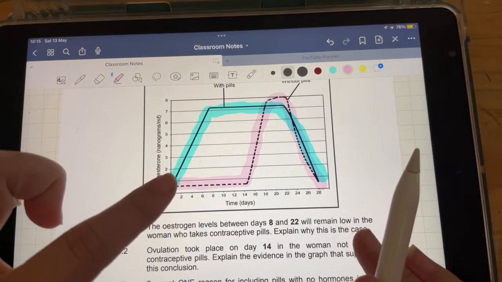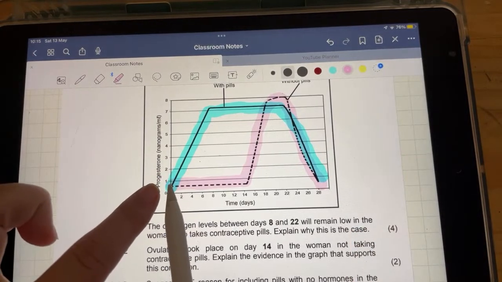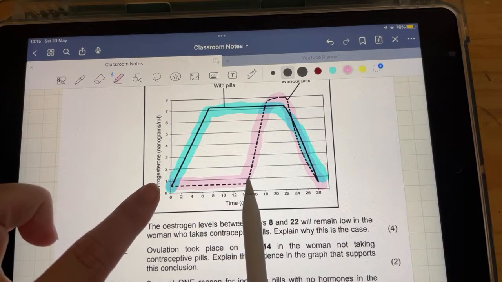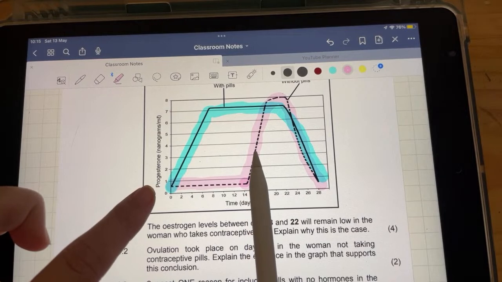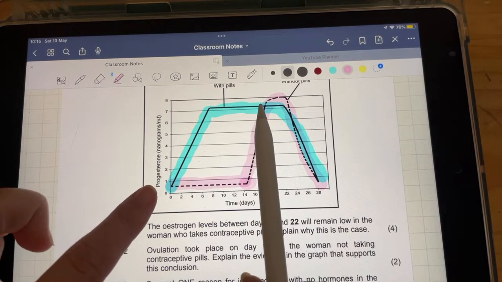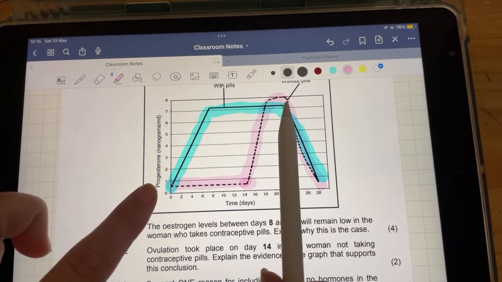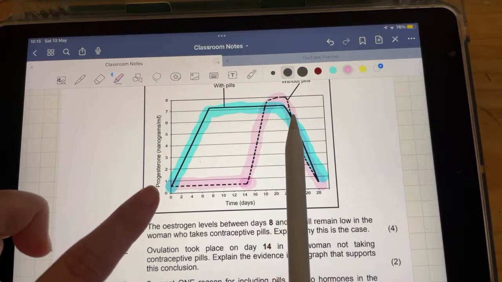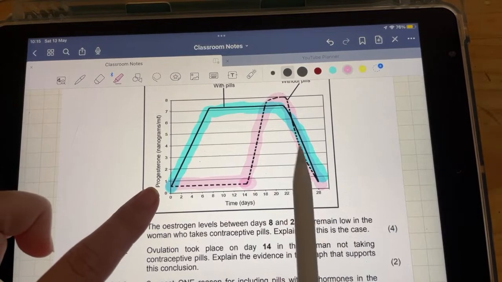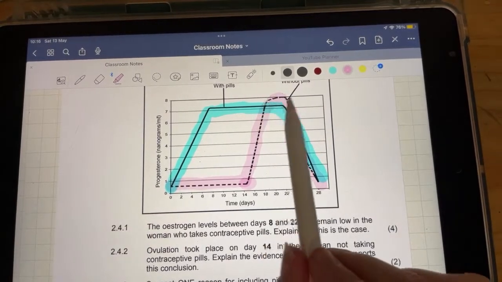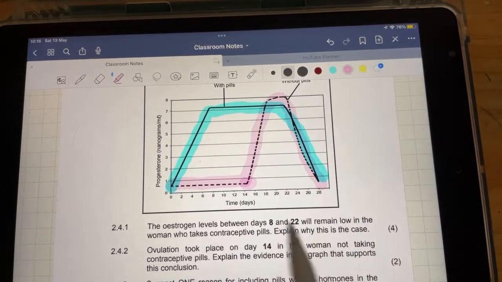Versus this woman over here without the pills, she has a low level of progesterone, which means that she can fall pregnant in this window over here, especially over here, because that's where she ovulates. Then from that point, her progesterone levels go up in case she is fertilized, and therefore the pregnancy can be maintained. But as we can see here, the progesterone levels drop off, which means that she didn't fall pregnant. Otherwise, if she did fall pregnant, this would continue straight, but it doesn't, it goes down.